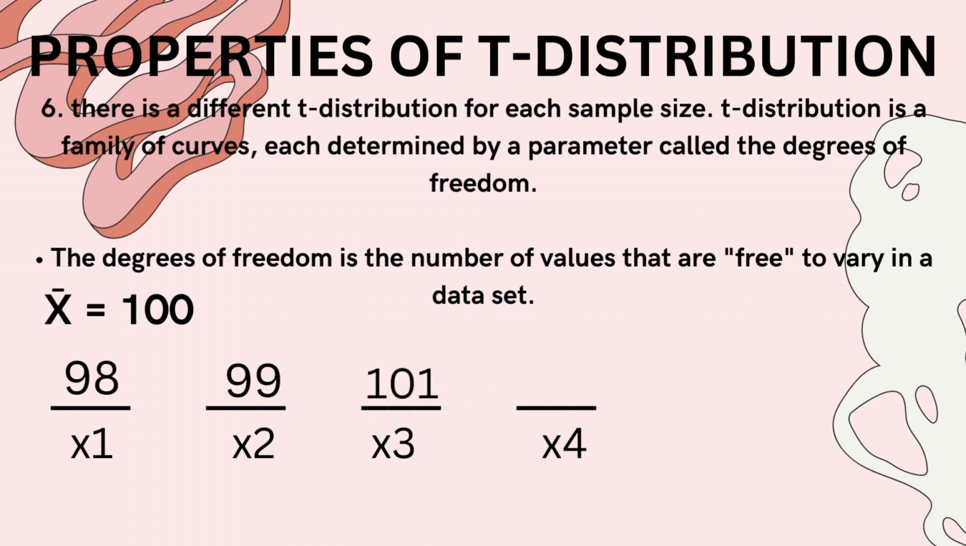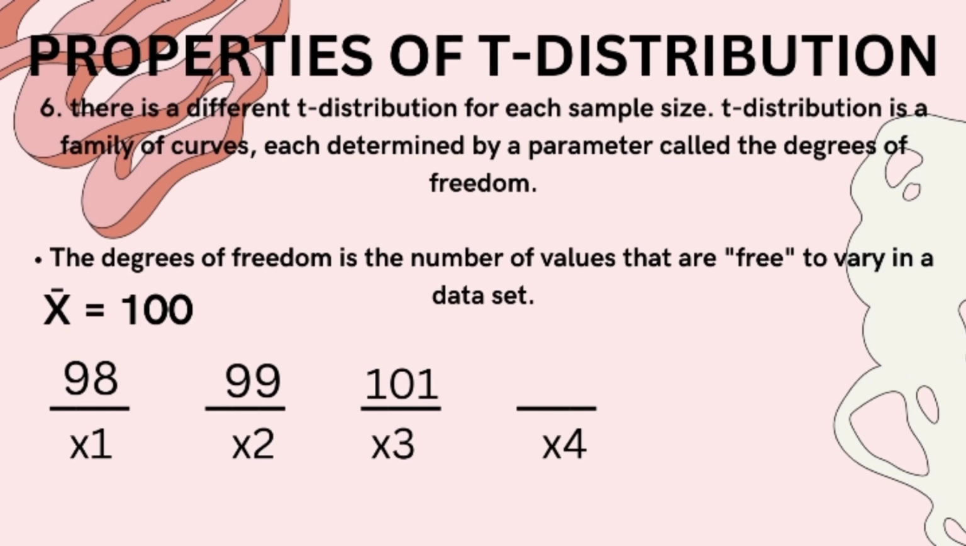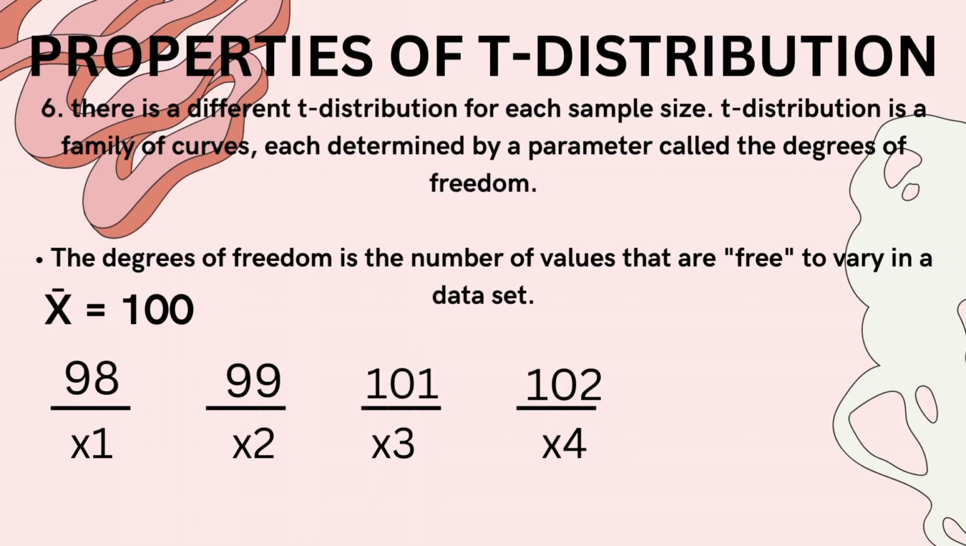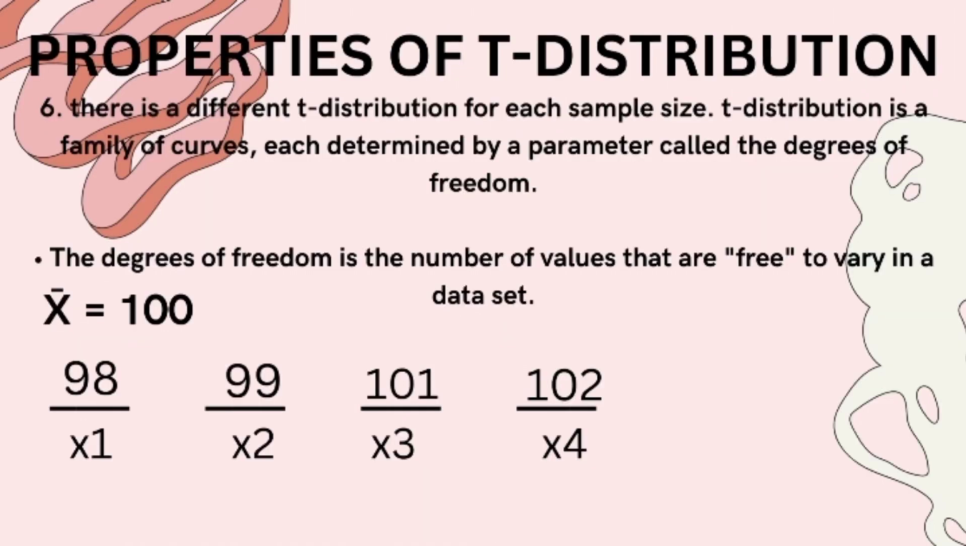101 here. Now, can we put any number in the fourth slot and still have a mean of 100? No. The only number that we can put here is 102. Adding all these 4 numbers and dividing by 4 will give me a mean of 100. So, from the 4 slots that we have, 3 slots are free to vary.